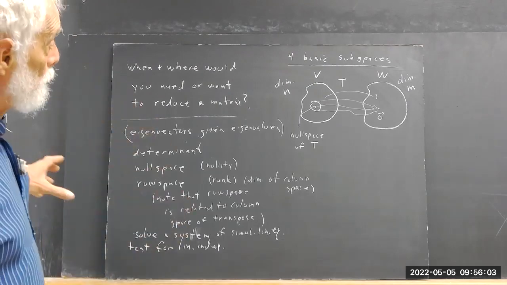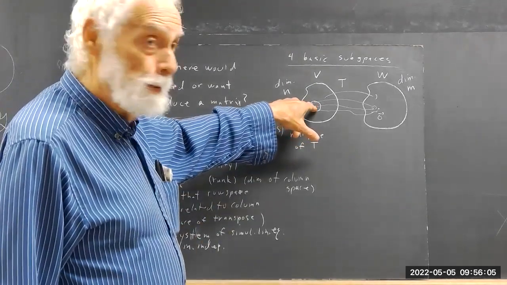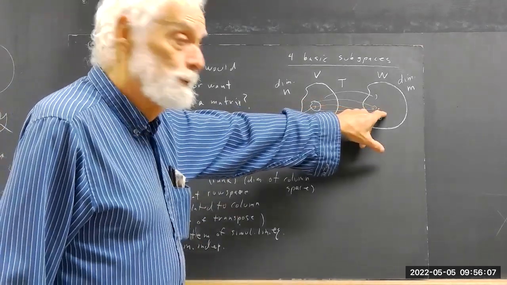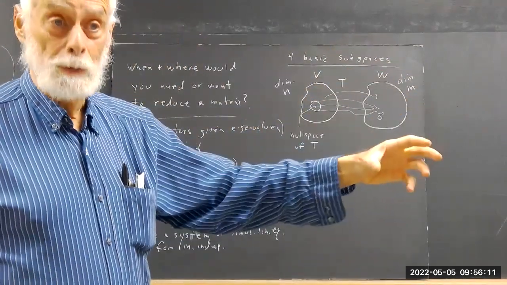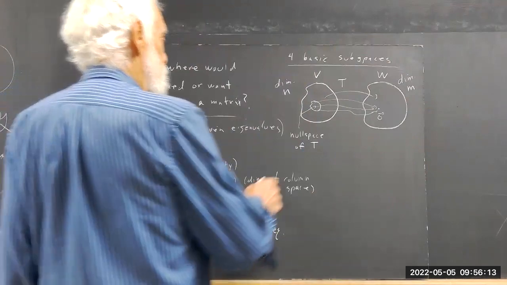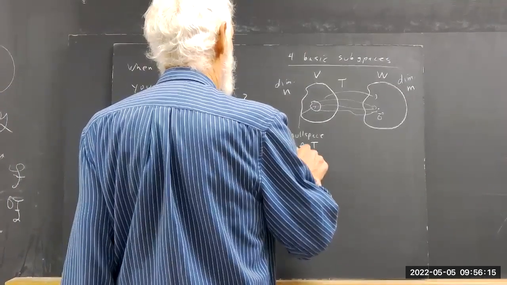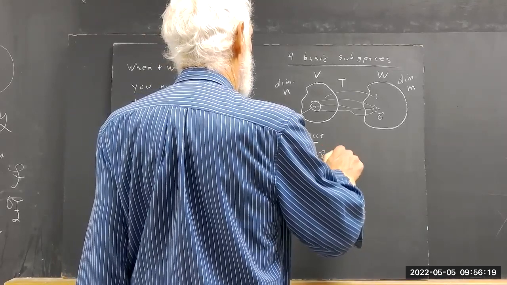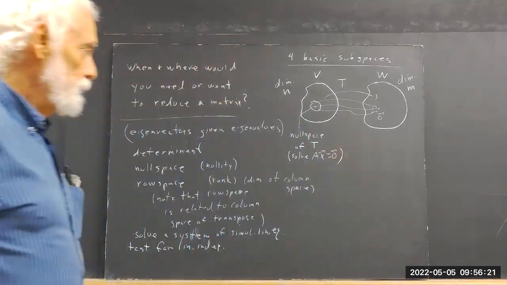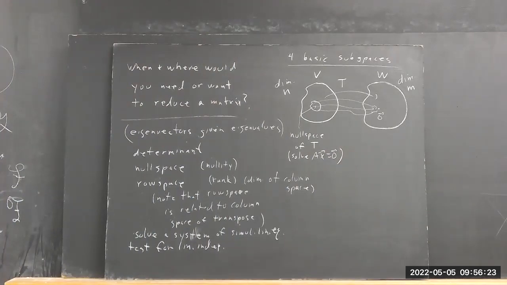In other words, matrix times your arbitrary vector over here has to equal 0. So you're solving AX equals 0, right? So we could say you want to solve AX equals 0.